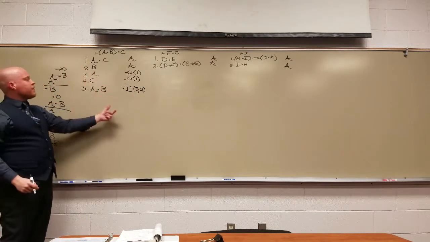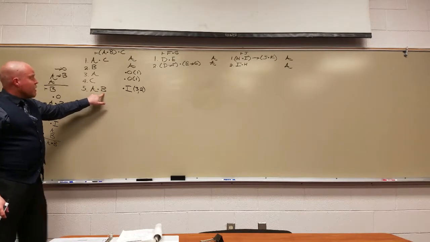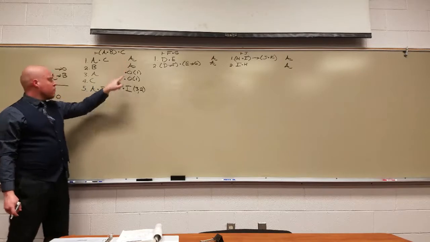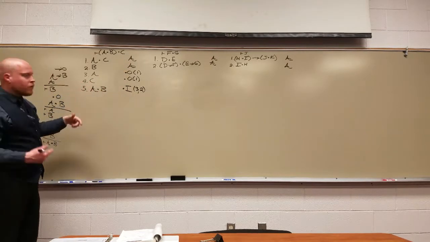Is this done? Nope. We need to get A and B and C. We've got A and B. What do we need to do? Conjoin A and B to C. Do I have A and B? Yep. Do I have C? Yep. We'll conjoin those things together.